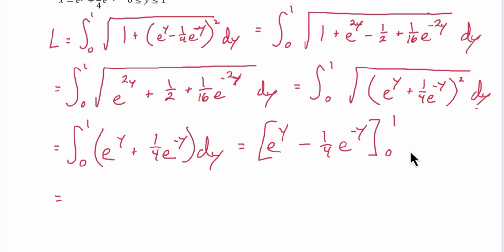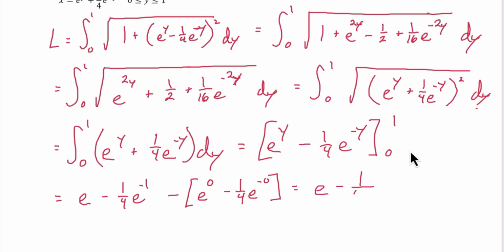Now plugging in the upper limit, we get e minus 1/4 e to the negative 1 minus, we'll plug in the lower limit, that is e to the 0 minus 1/4 e to the negative 0. This gives us e minus 1 divided by 4e, then e to the 0 is 1, so that's 1 minus 1/4, which is 3/4. Then distribute the negative, we'll get negative 3/4. We now have the arc length.